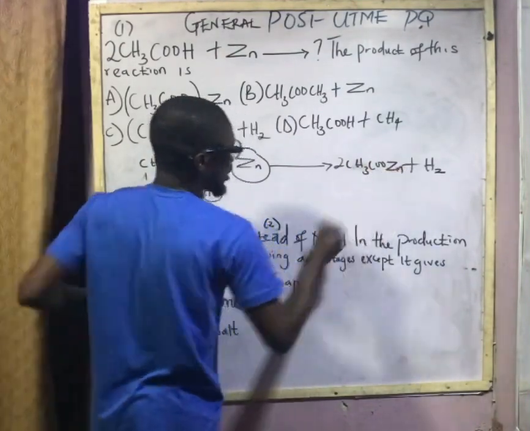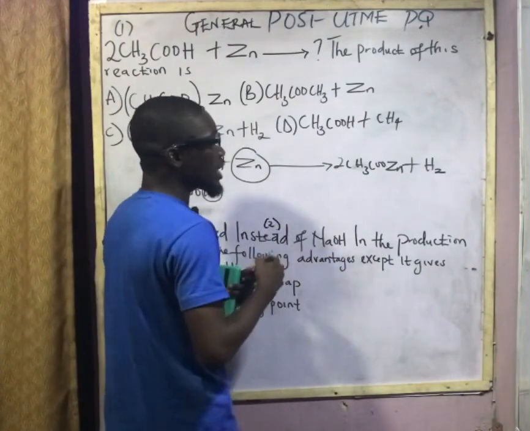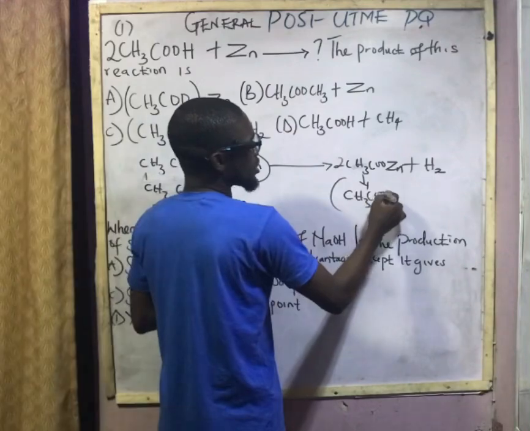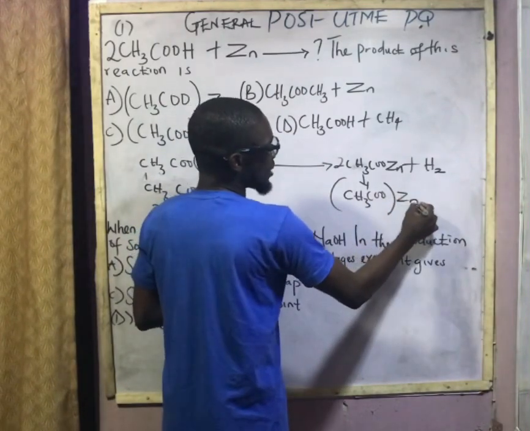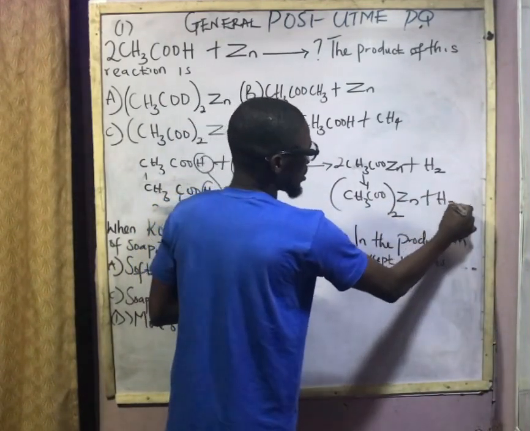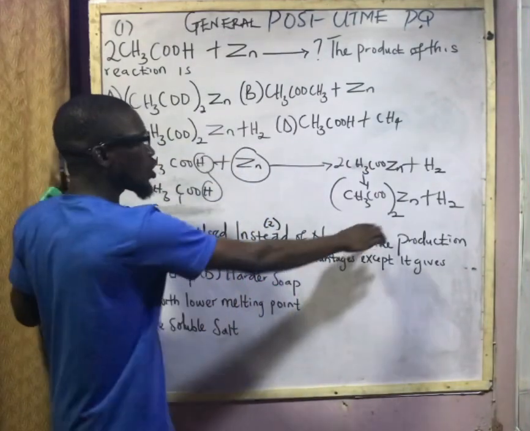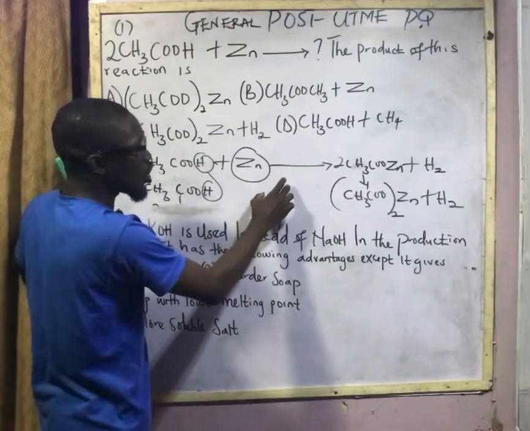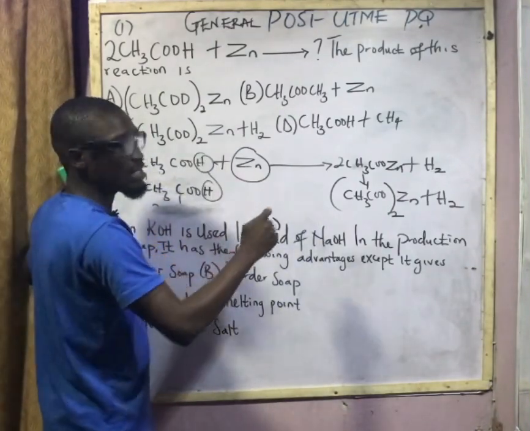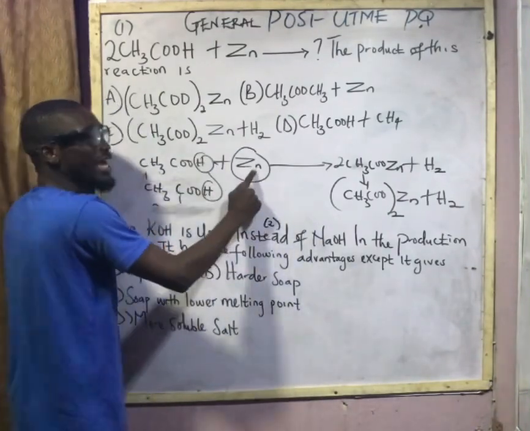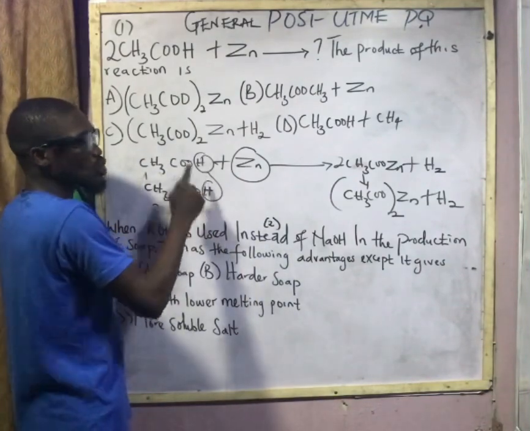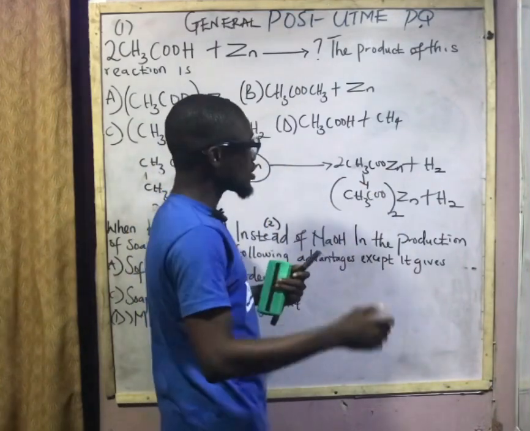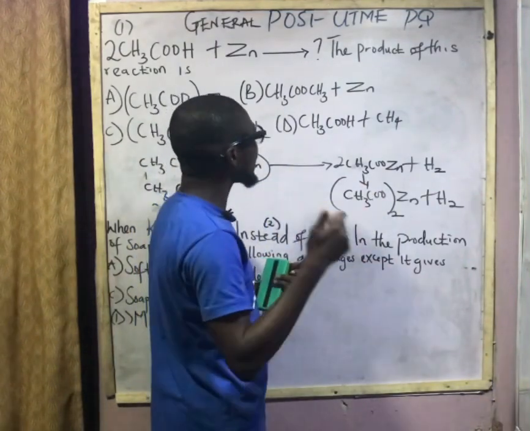So we have 2CH3COO, then you put your zinc here. But in another way, you can write it like this: (CH3COO)2Zn, with your zinc outside, we have 2 here, plus hydrogen gas. So you can call this zinc acetate. And don't forget that the reaction that exists here is called a single displacement reaction, because the zinc here displaces the hydrogen. So I advise you that we should go with this instead of this, in case you come across it. So you should know the answer you have to pick.